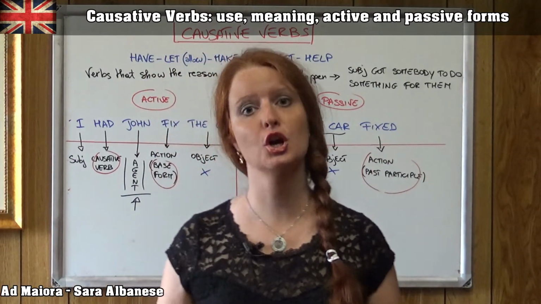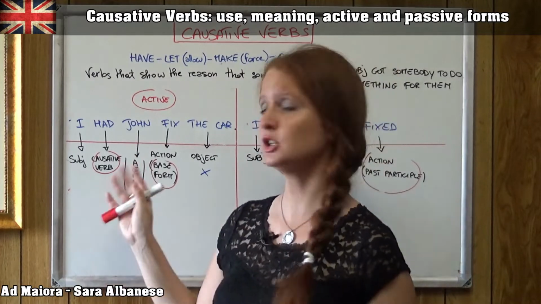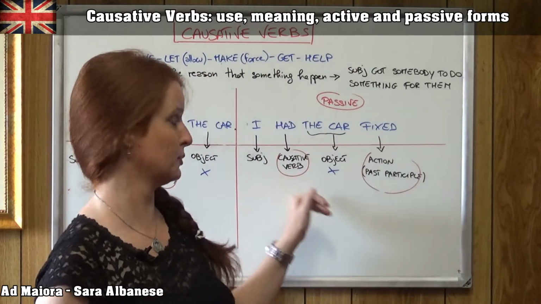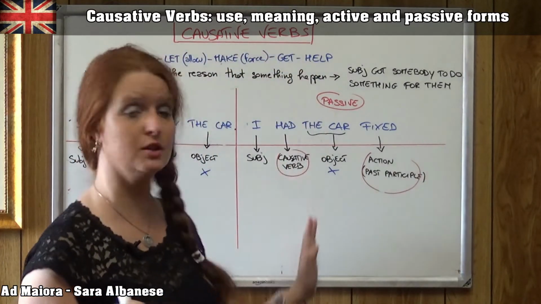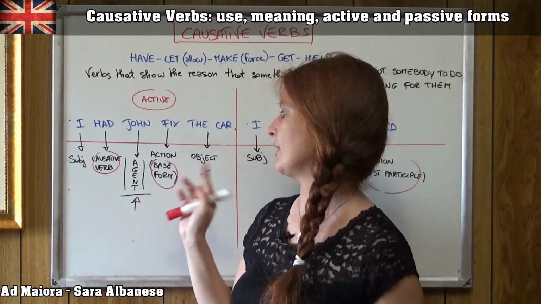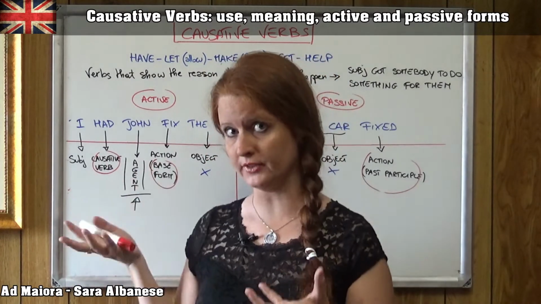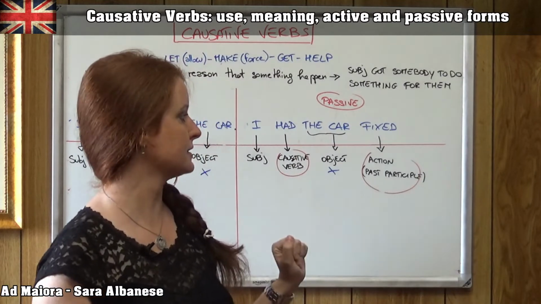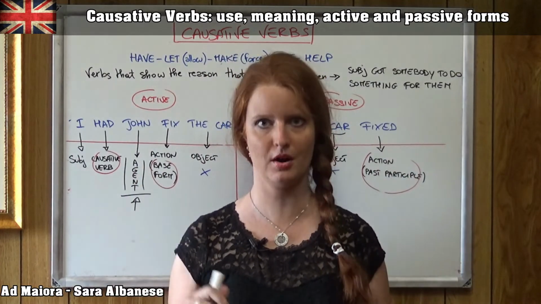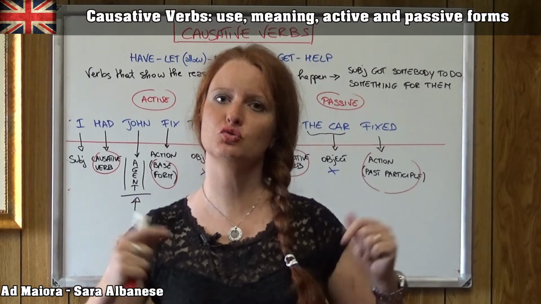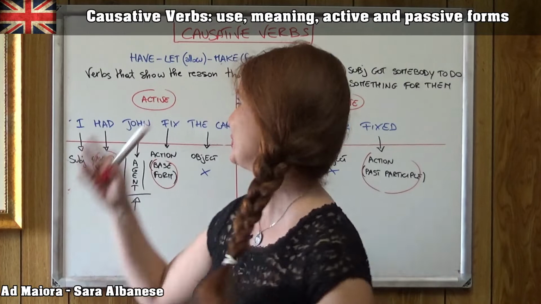So this is the structure of the causative verbs, of the causative forms. Active forms, subject and causative verb. Same goes for the passive form, subject and causative verbs, they're the same. But in the active form I got an agent, in the passive form I got no agent. In the active form, I have the base form of the action and then a final object. In the passive form I got the object straight away and then the action at the end of the sentence in the past participle. So this is the structure, a very short explanation of causative forms, of causative verbs.